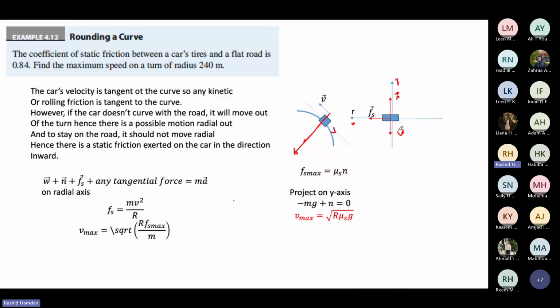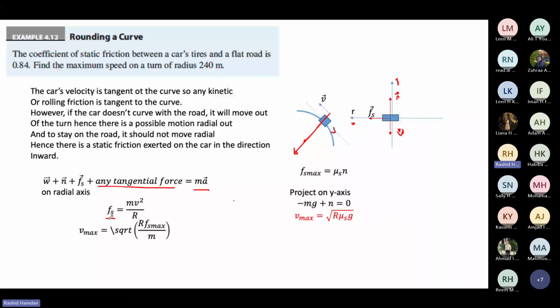And of course there are other forces, the force of the engine and the kinetic friction, which are now out of the page. Now when I write my Newton's law, I have W plus N plus Fs plus all these forces that I don't know about, which are parallel to motion, parallel to V or opposite to V, equal to ma. Now I want my acceleration to be radial. So I project on the radial axis, and I have Fs equal to mv squared over r.